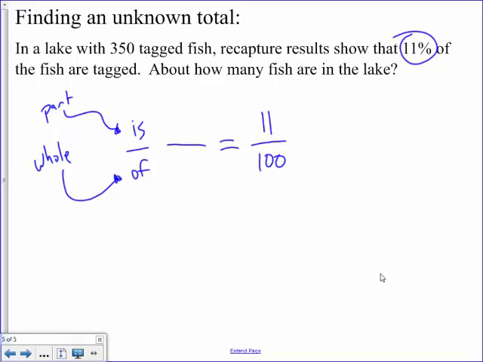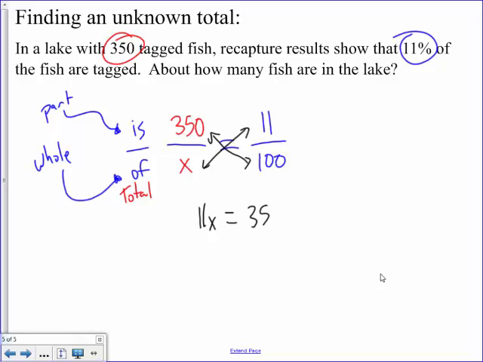So let's just think. It said 350 fish were tagged. Is that the part or the whole? Yeah, the tagged is the part. So that would go here, where X is the total. Remember, that's the whole? Total fish in the lake. And so now we got a cross product to solve, a proportion to solve. So 11 times X, 11X equals 350 times 100. So 350, add 2 zeros, and divide by 11 to solve for the total amount of fish we're estimating are in the lake.